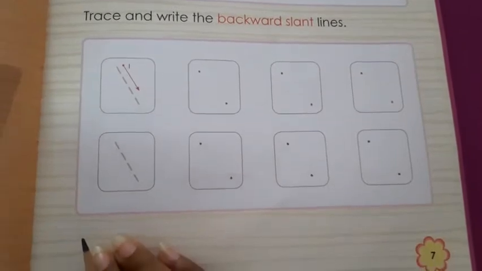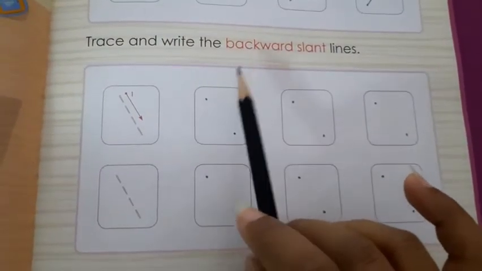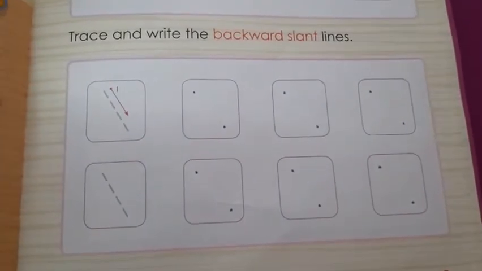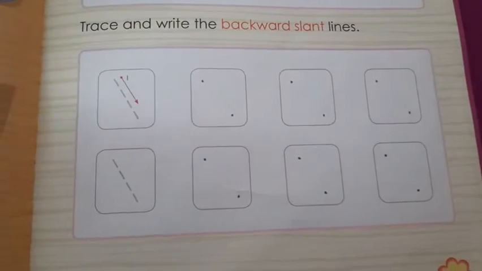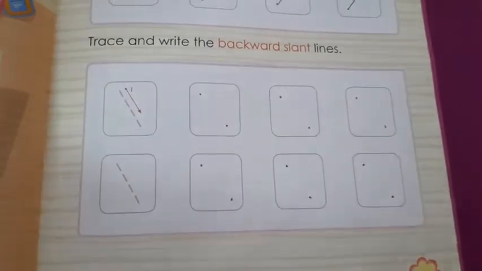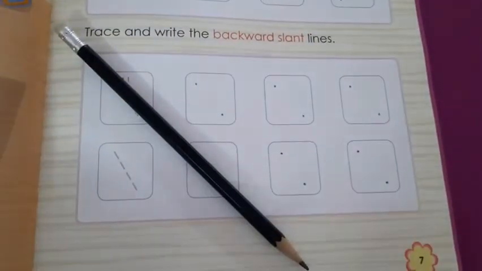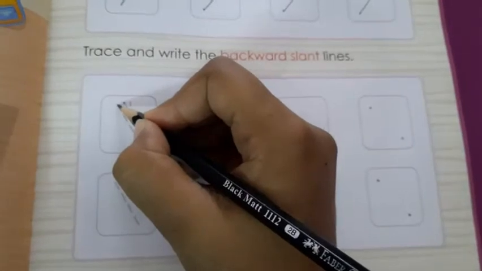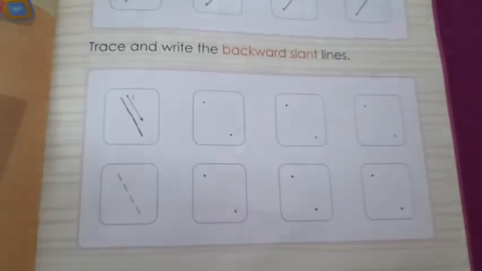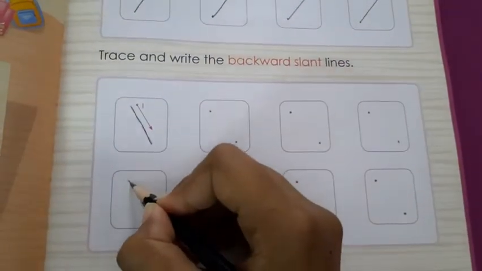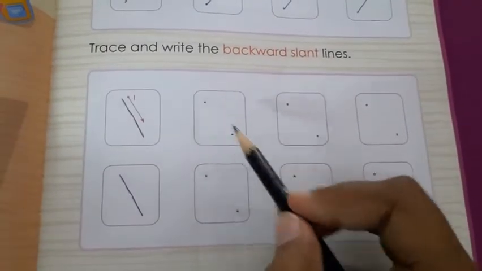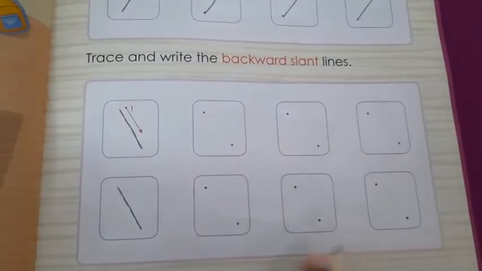Now here we have to trace and write the backward slant lines. Ma'am has told you on the board and on lines how to do it. So firstly do the tracing. The formation is we have to go backward towards the right hand side. From here to here, this is a backward slant line. Now we will do from dot to dot. Ask your mama papa to put dots in this way.